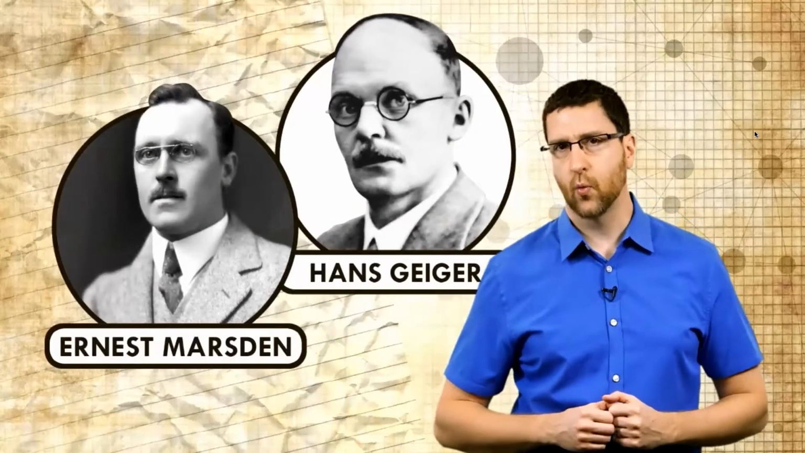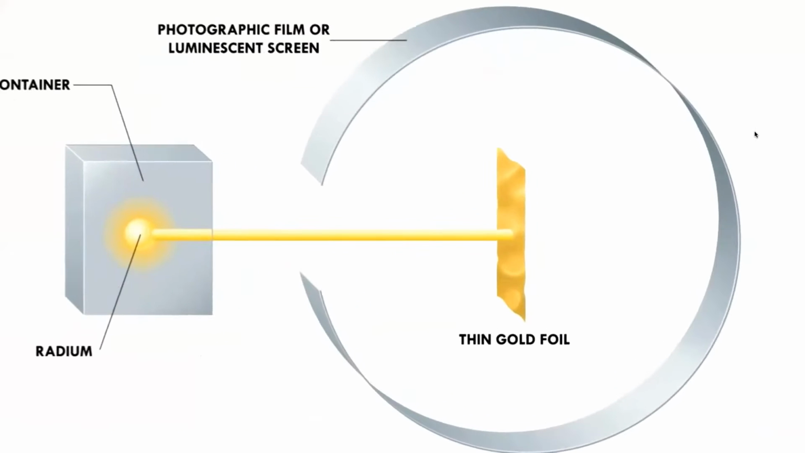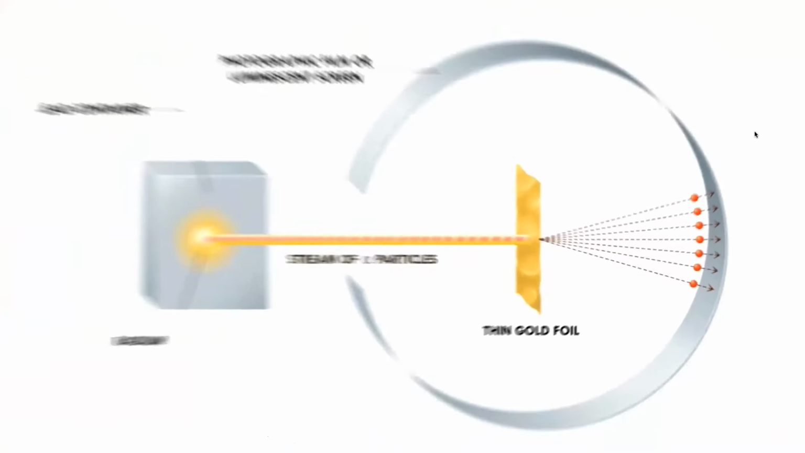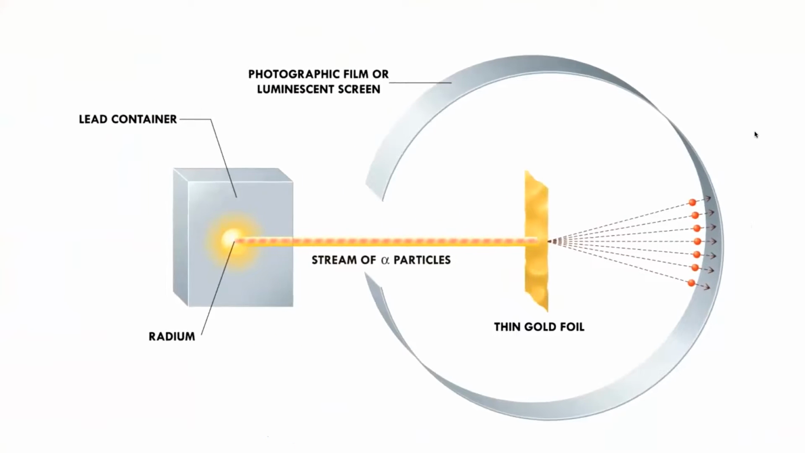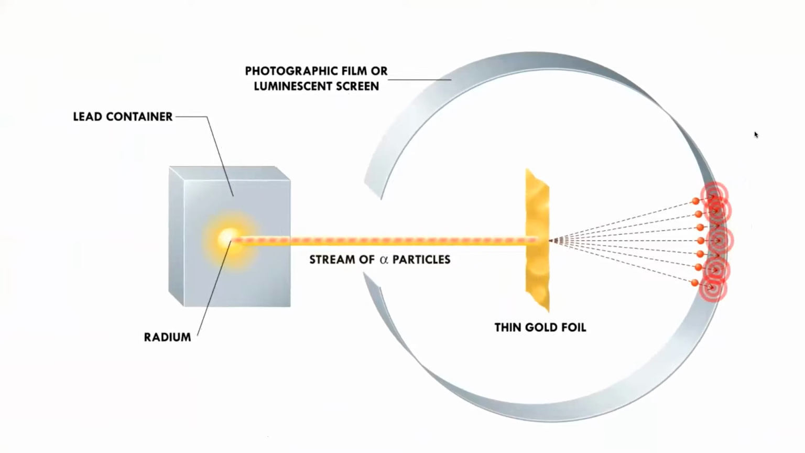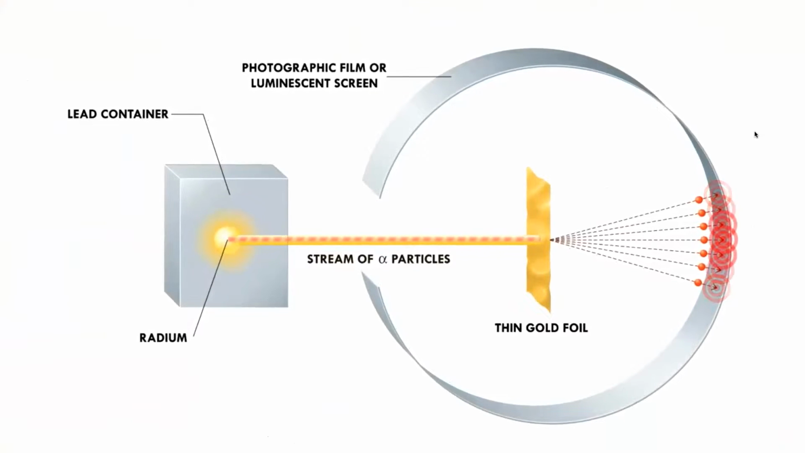He set Geiger and a younger student named Ernest Marsden to work with an alpha particle again. His group designed an experiment where they launched alpha particles at a thin piece of gold foil. A circular screen around the setup would show a glowing point where alpha particles struck it. The alpha particles seemed to pass right through the gold foil, striking the screen on the opposite side.